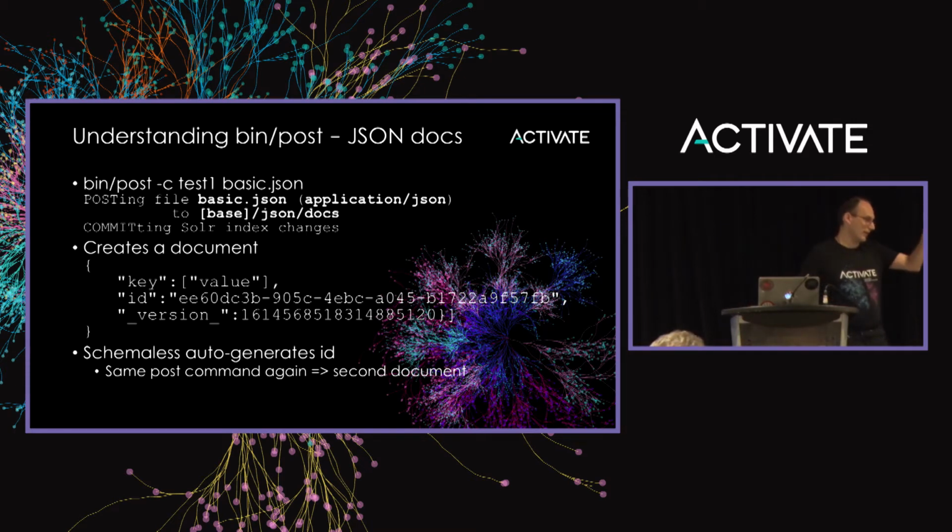So base is your base update URL, and then it says, I'm sending it to json/docs, right? So it's treating that as a custom JSON. This is a very important part, right? And it also tells you, there are more logs in there, but these are the 2 lines that are really important. It also tells you that it's committing. So it issues a commit, so that document you send is now visible.